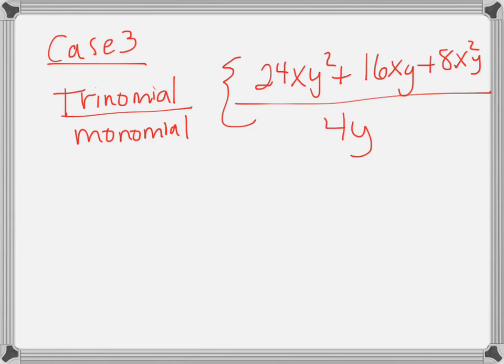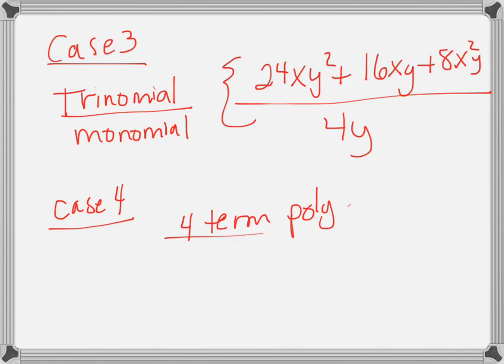You could say that there's multiple other cases where you would just have maybe a 4-term polynomial divided by a monomial. So after we go over case 1, 2, and 3, you'll be able to generalize and see the algorithm for dividing a 4 or 5 or 6-term polynomial by a monomial.